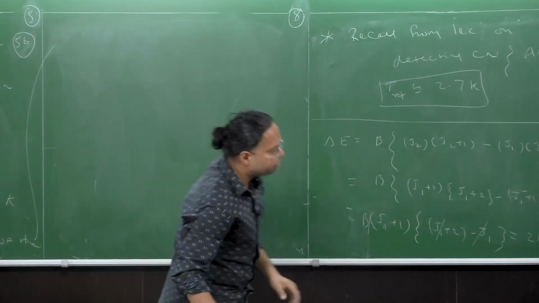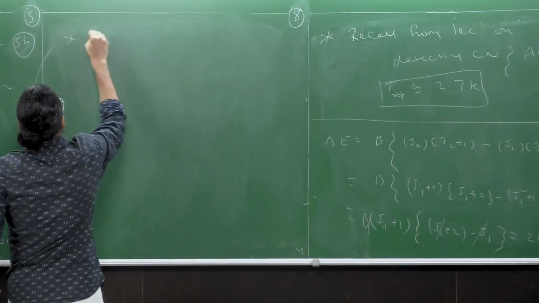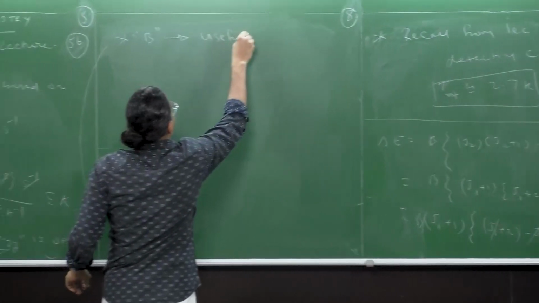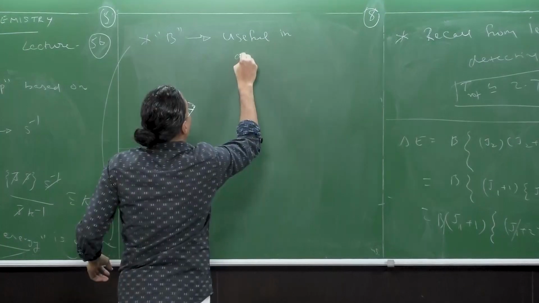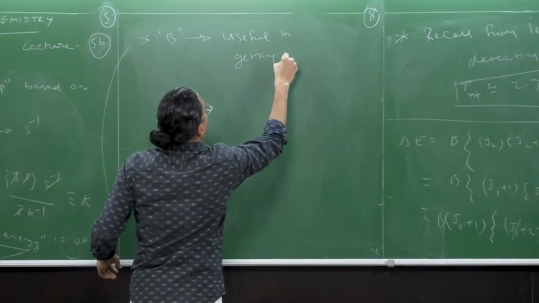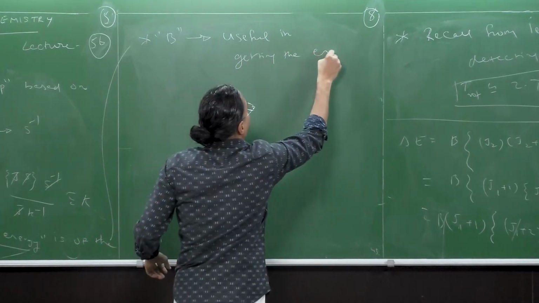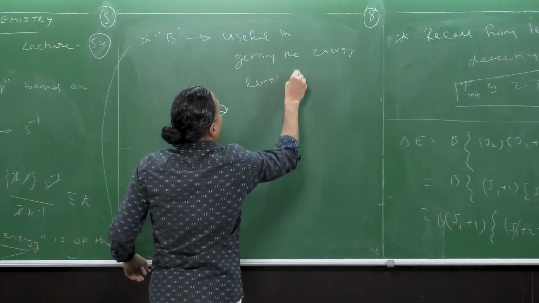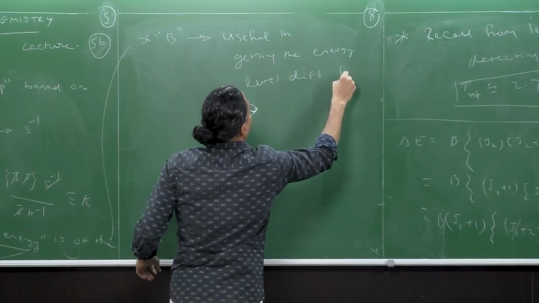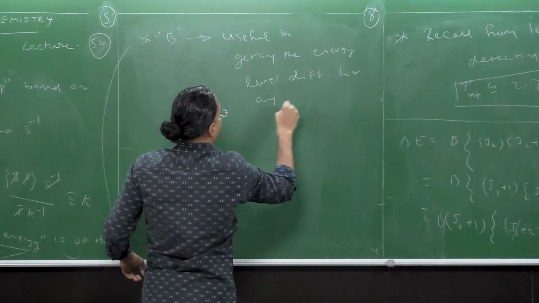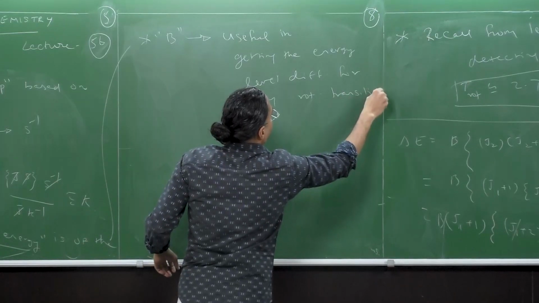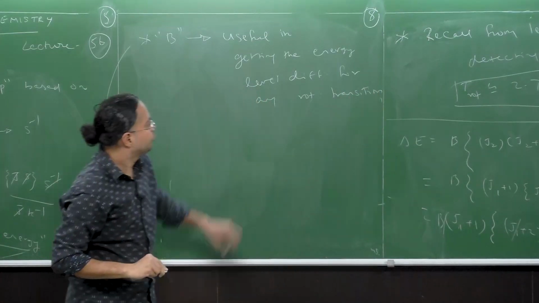So please note this idea also: my rotational constant B is useful in getting the energy level difference for any rotational transition. All right. So please note this.